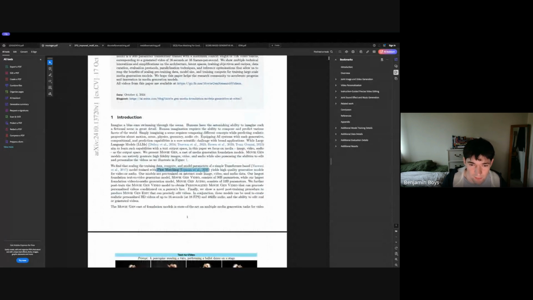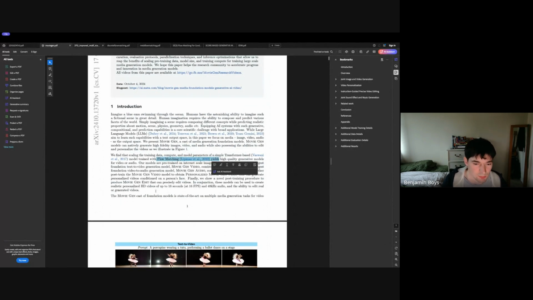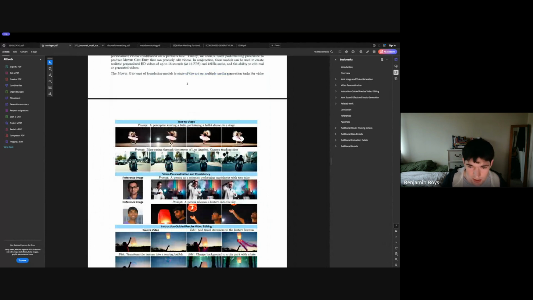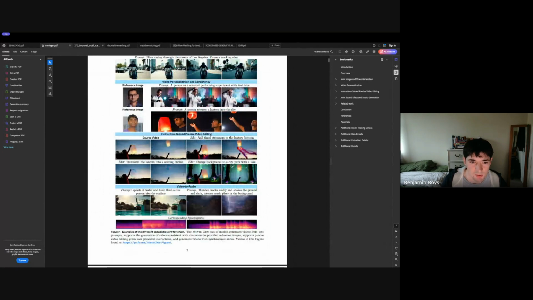This paper that we're covering now, it says here the model trained with flow matching yields high quality generative models for video audio. And they found it was better than diffusion models. And this is interesting. They found this is the case because you can get more explicit control over where your distribution starts and where it ends. And more importantly, where it starts when generating.